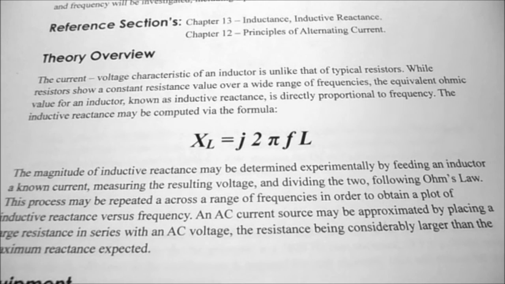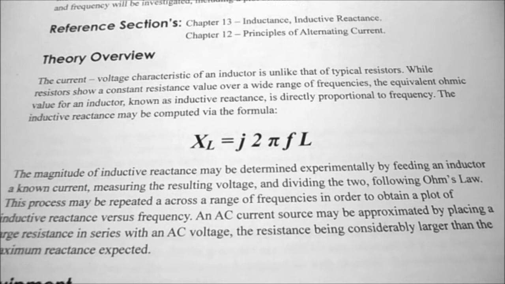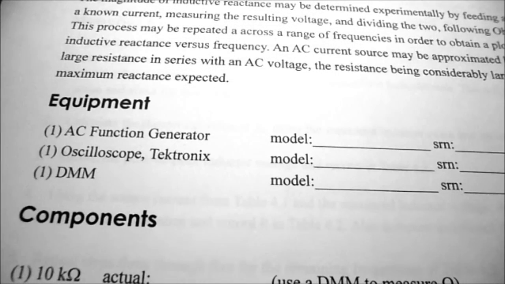Continuing on under theory overview, it says the magnitude of inductive reactance may be determined experimentally by feeding an inductor a known current, measuring the resulting voltage, and dividing the two following Ohm's law. It says an AC current source may be approximated by placing a large resistance in series with the AC voltage, the resistance being considerably larger than the maximum reactance expected.